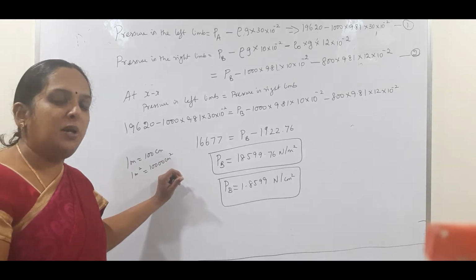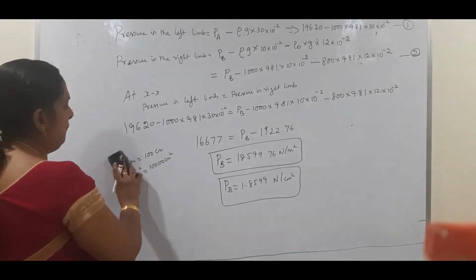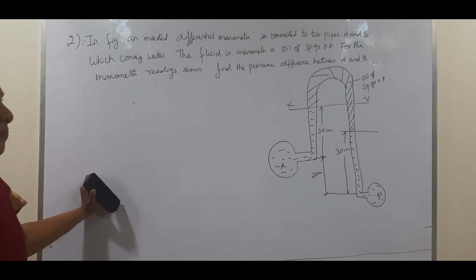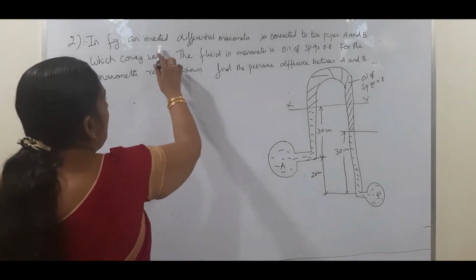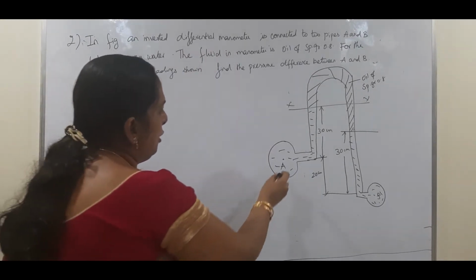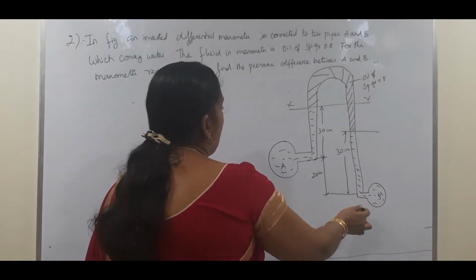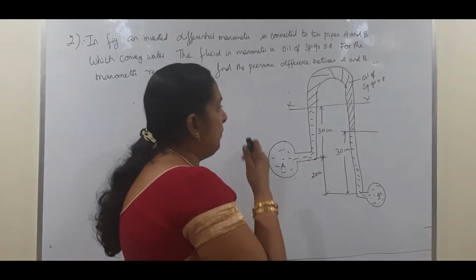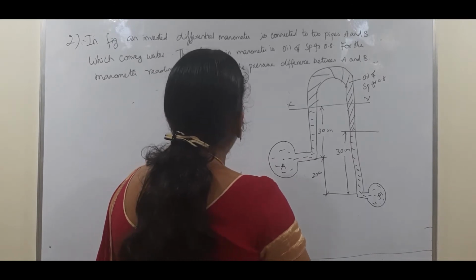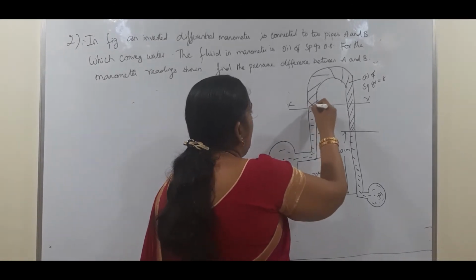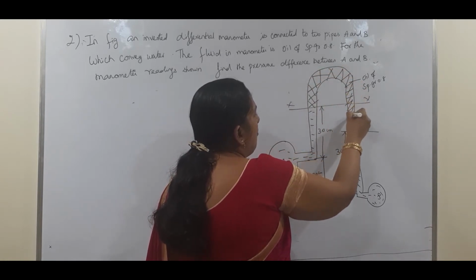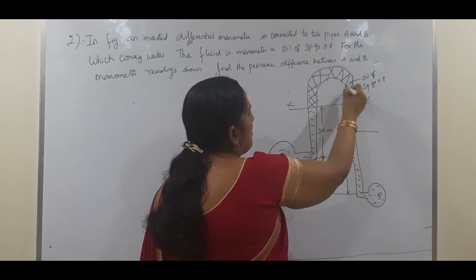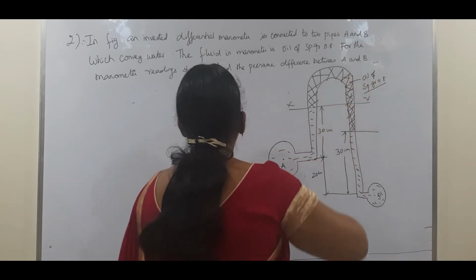Okay, guys. Now we will go for the next problem. Yes, guys, now we are going to see the second problem. Here also the figure is given in the problem. It is an inverted differential manometer connected to two pipes A and B which convey water. So it is going to convey only water here. The fluid in the manometer is oil, not mercury, with a specific gravity of 0.8.